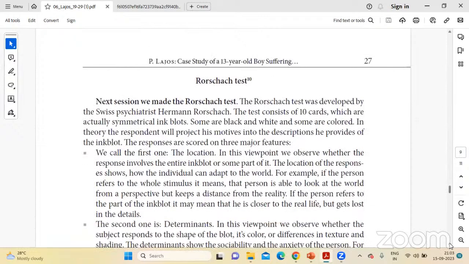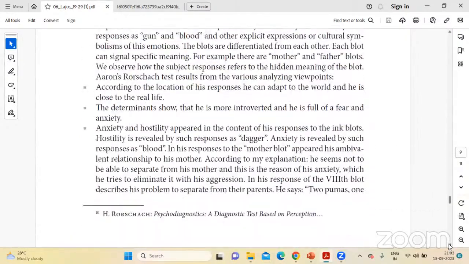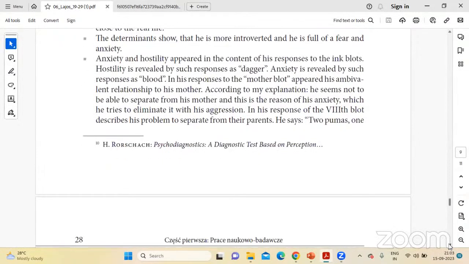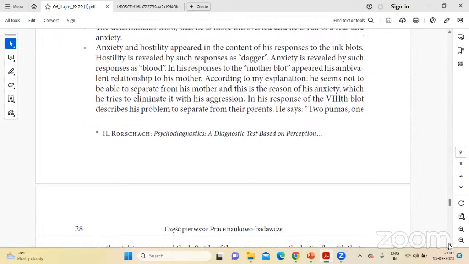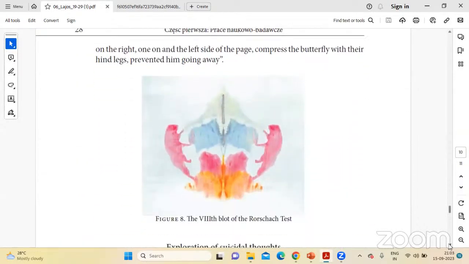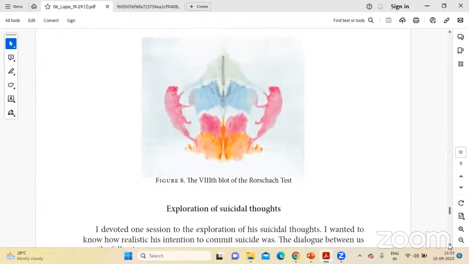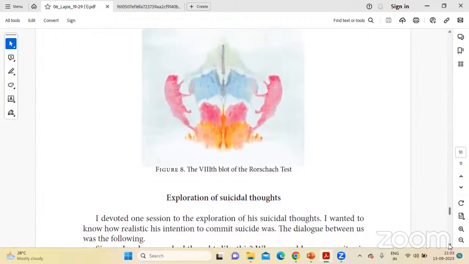Then the Rorschach test. Finally the Rorschach was administered, and the findings of the Rorschach are presented in this particular section. They presented a very clear description of the feelings, the thought process, the fears, the motives, the drives of this particular child, and presented how the findings varied with each card.